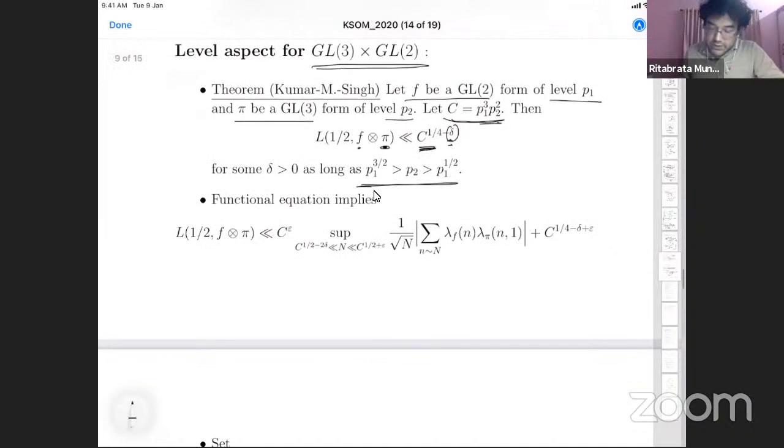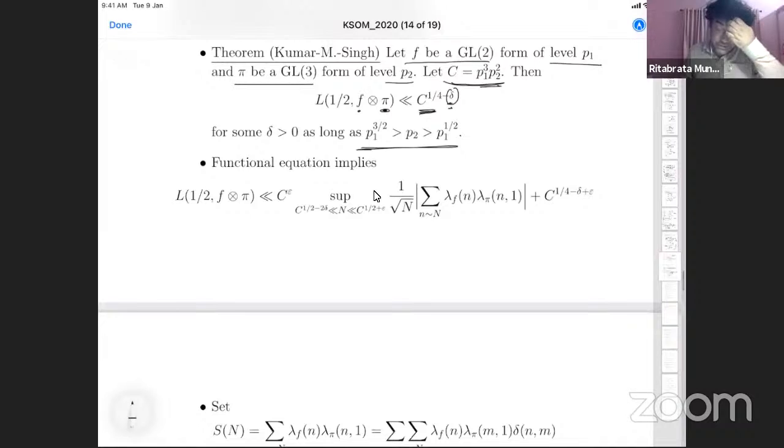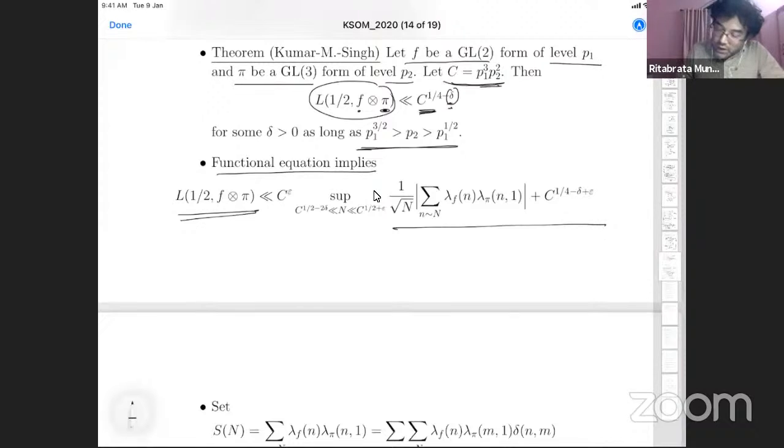Okay, so let me just sketch the proof. It's quite simple, as I said. So the recipe is, first you reduce the problem to a correlation computation problem. That comes from the functional equation, because the functional equation says that this can be bounded by this, where these are the correlation sums that are appearing.